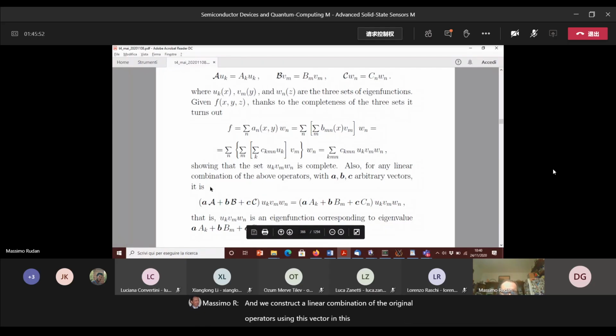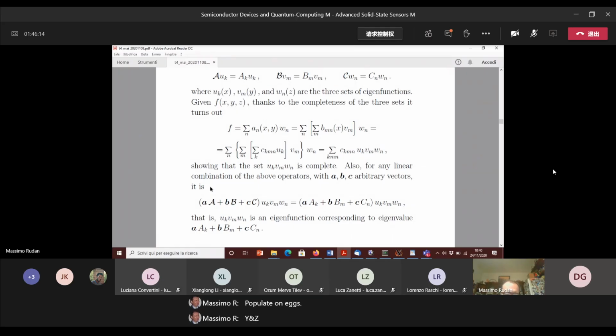In this way, we construct a vector operator, aA plus bB plus cC, okay? And this vector operator operates on X, Y, and Z, but it operates separately because it is made of 3 blocks. The first block contains only the operator A, so it acts only on X. The second block acts only on Y through B, and the third block acts only on Z through C.